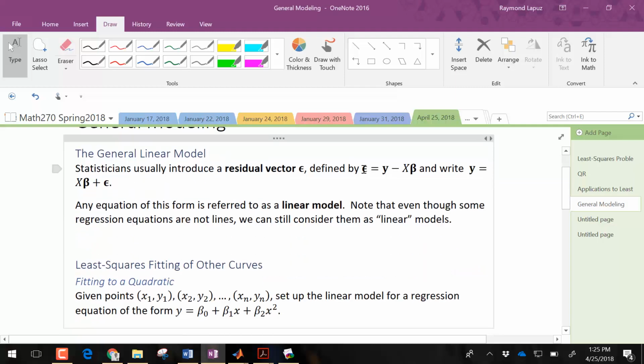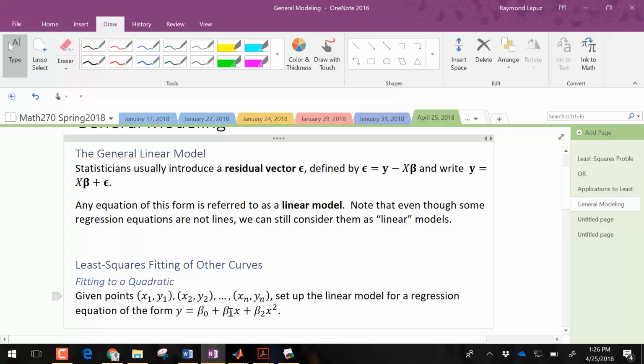All right, so they introduce an epsilon. This is the Greek letter epsilon, and epsilon is going to be the error that we're looking at, the epsilon vector, or in this case, the residual vector that they're calling. But still, anything that we can write in this form can be referred to as a linear model, even though they might not look like linear functions. So we can use exponentials, we can use cubics, we can use logarithms. In this case, they're going to use quadratic.